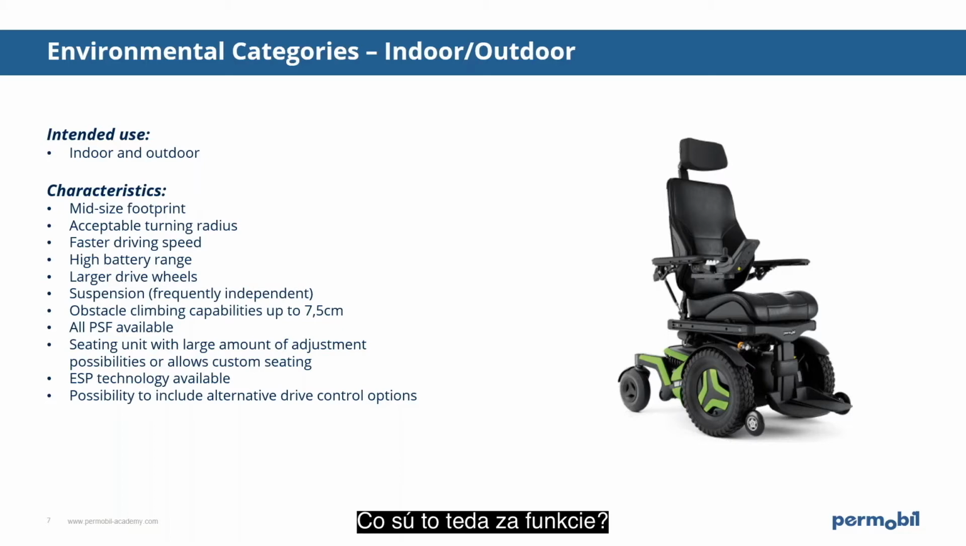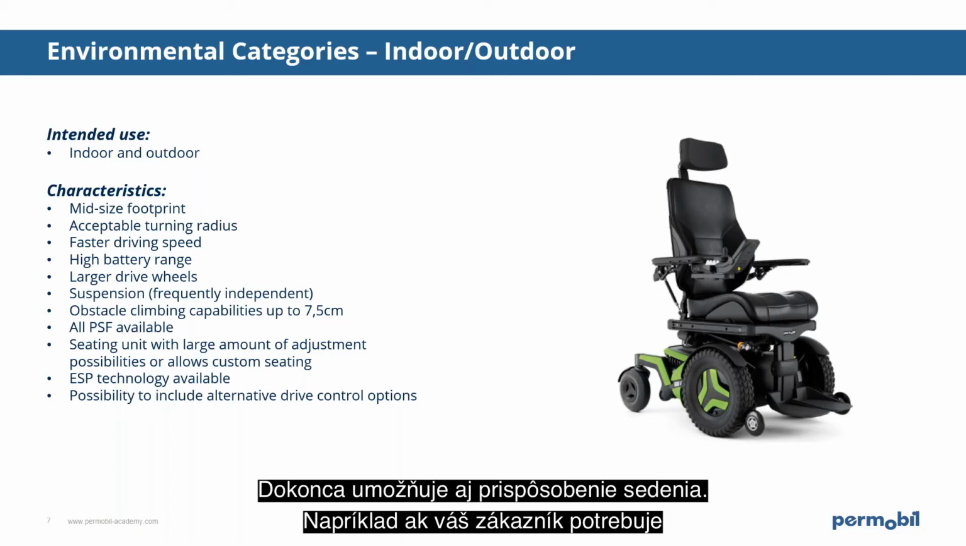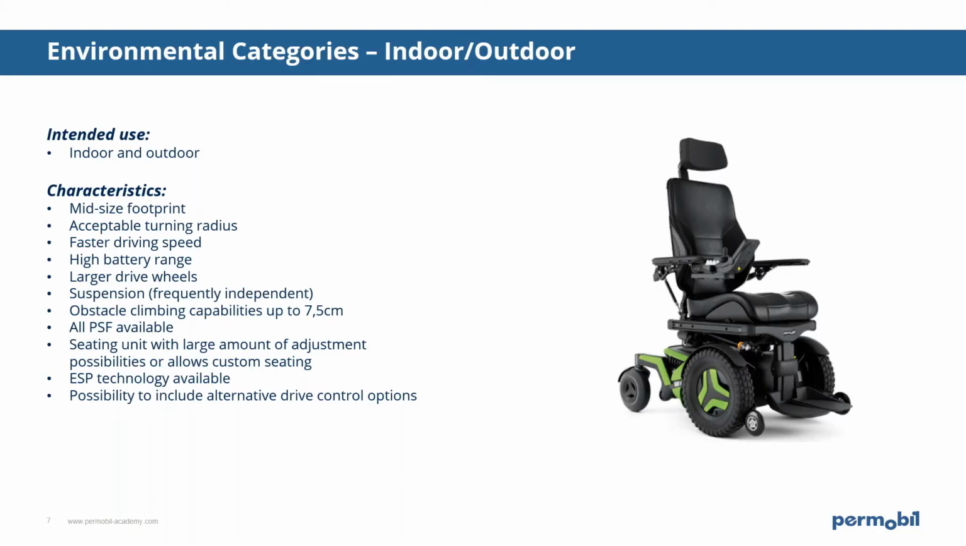So what are all the power seat functions? Basically, it is tilt, recline, power leg rest, elevation, anterior tilt, and standing. The seating unit of this type of device comes with a large amount of adjustment possibilities, and it also allows custom seating. For example, if your customer needs an aftermarket backrest, or a seating orthosis or custom molded seating, you have the possibility to mount these types of seating on the indoor-outdoor platform.